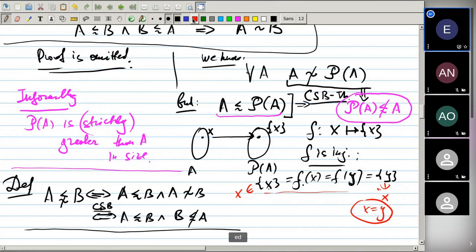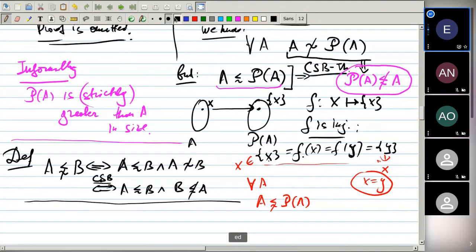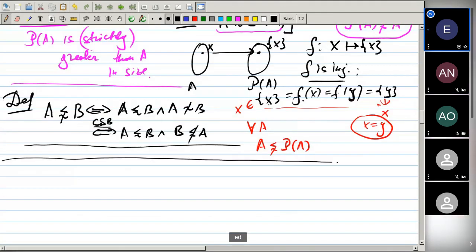Yes. So we see that for whatever set A, the power set is strictly greater than A. That means that there is no set which is the greatest in size. For every set, there is a strictly greater set. But of course, this application was not interesting. And let me move to more interesting examples.